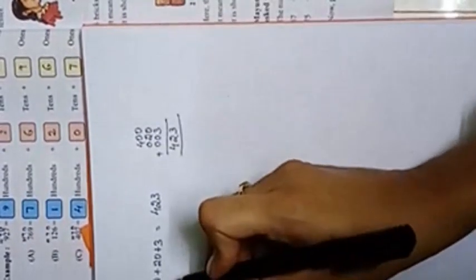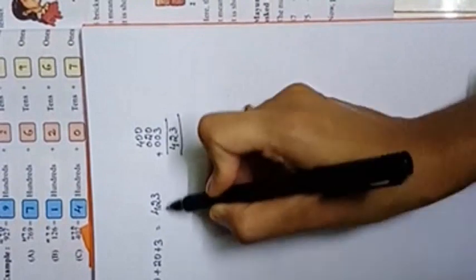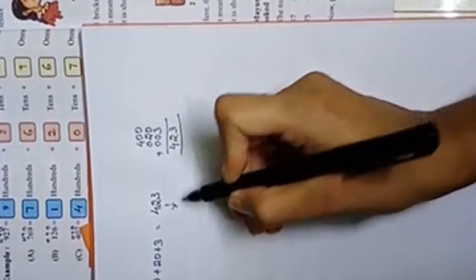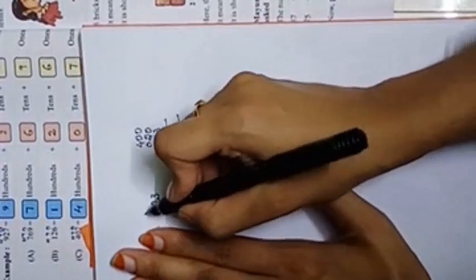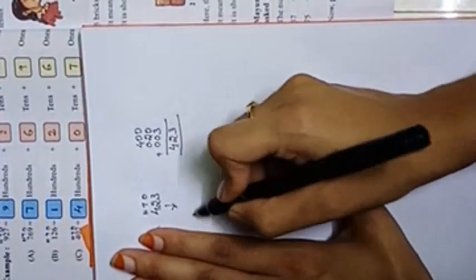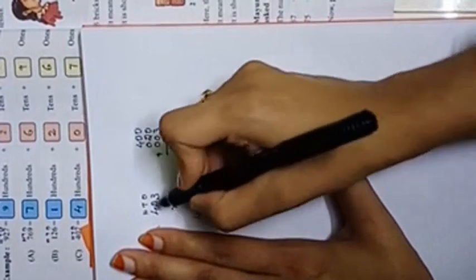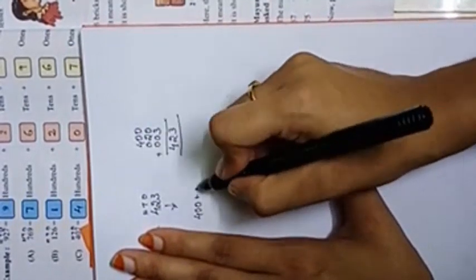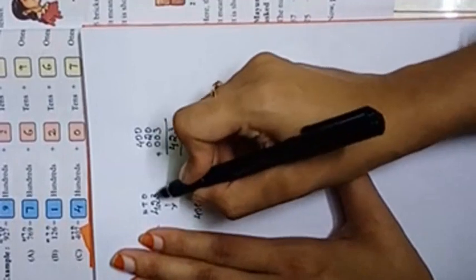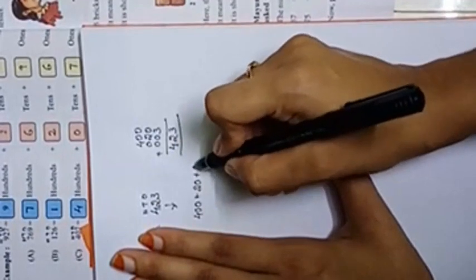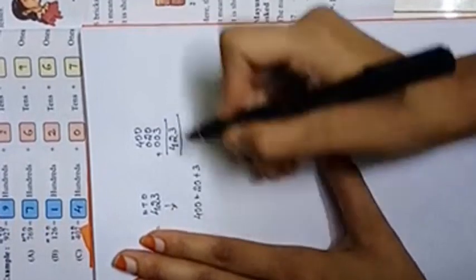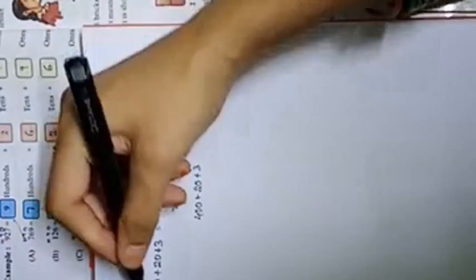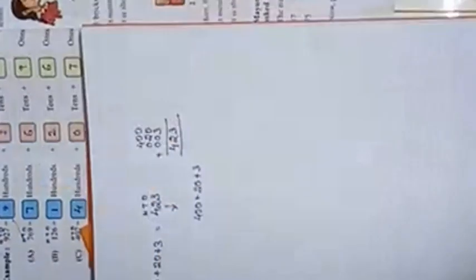423. So whenever you add 400 plus 20 plus 3, you get 423. Now you expand this number. There are 400, means 400. And how many tens are there? There are 2 tens, so 2 tens are 20. And there are 3 ones, so 3 ones are 3. 400 plus 20 plus 3 is 423. Once you see this question, when I expand this 3-digit number, I got the answer.